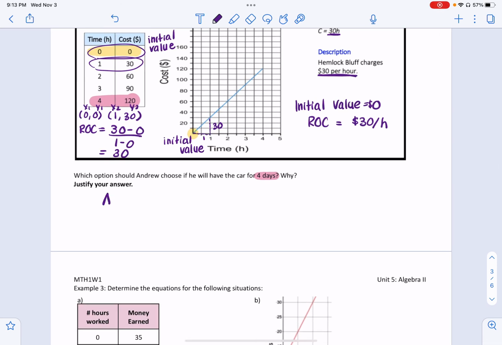So Andrew should go with option 1. And we'll continue to practice loads more examples like this. Okay.